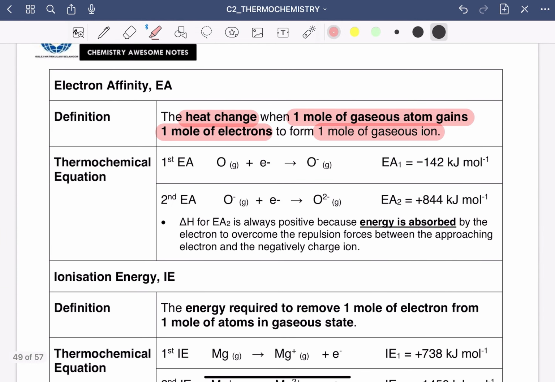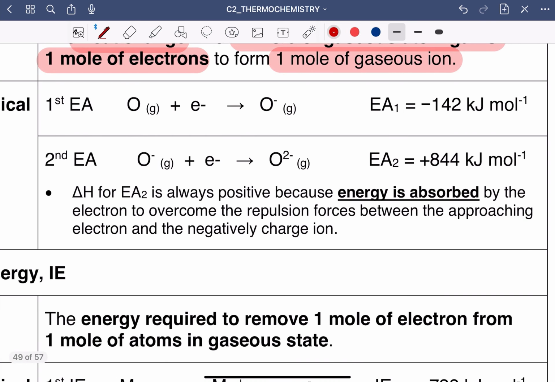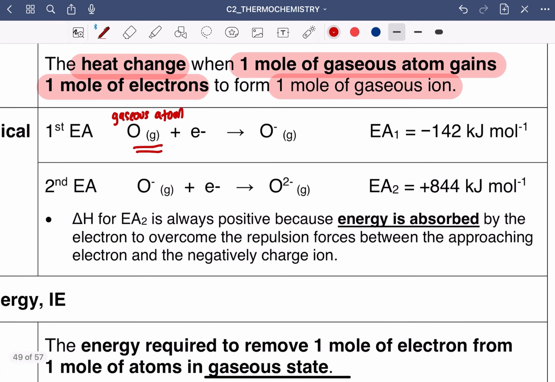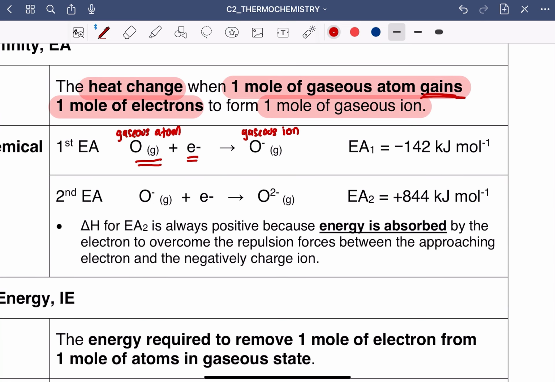What is the meaning of this? Now, let's see this one. Actually, you learned about this also in chapter 3 before. So, we start with oxygen gas. We have this, this is gaseous atom. Gaseous atom, and then it gains 1 mole of electron to produce gaseous ion. So for this reaction to occur, it needs to release 142 kilojoule heat.